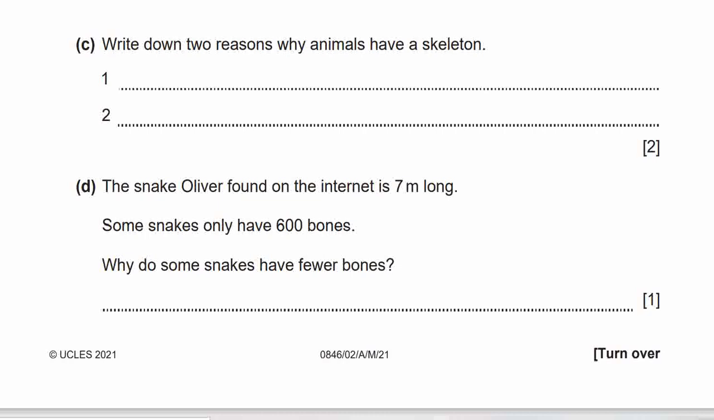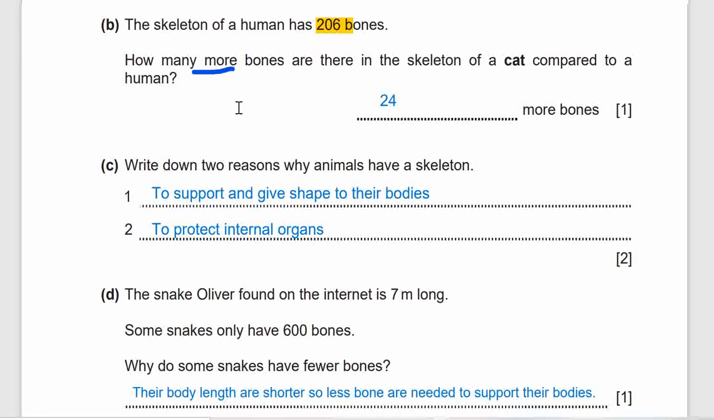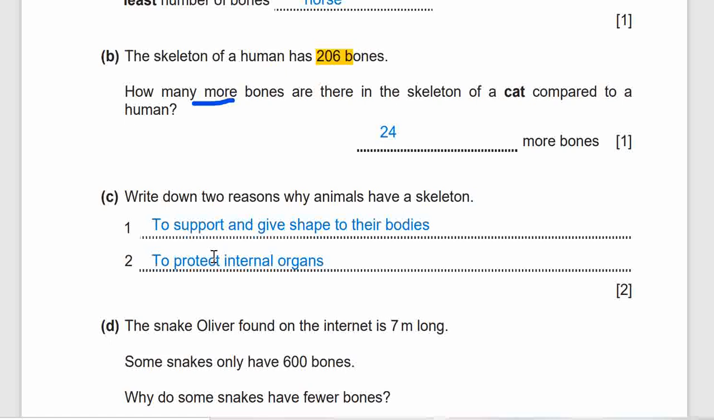Next, question C. Write down 2 reasons why animals have a skeleton. Well, the answer is to support and give shape to their bodies, and after that, to protect internal organs. To protect internal organs, to support and give shape to their bodies.